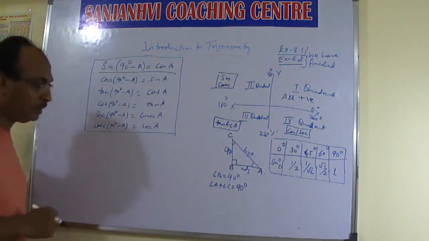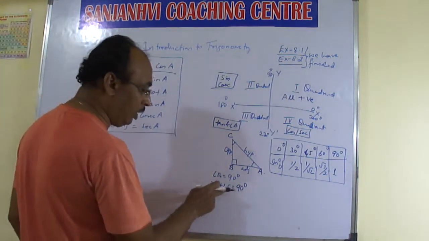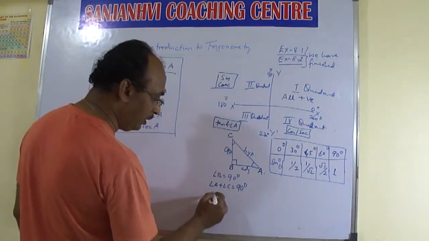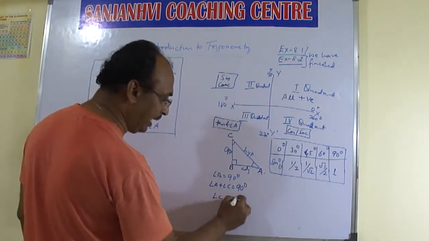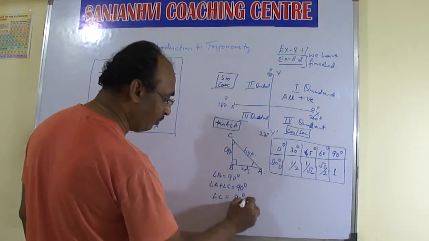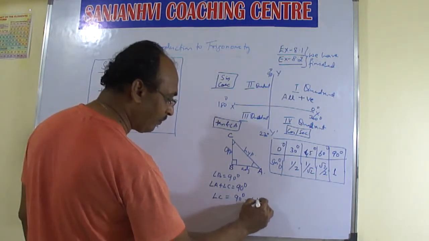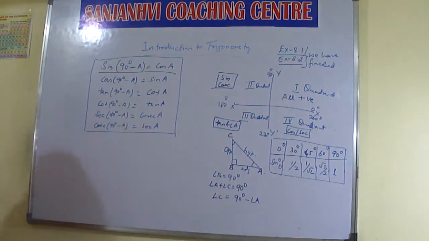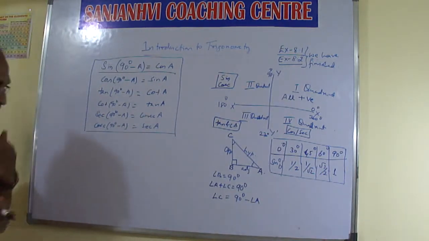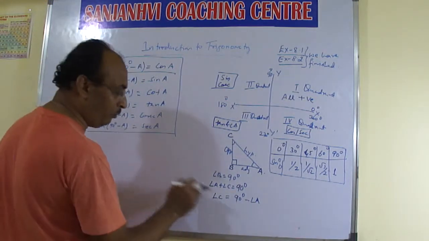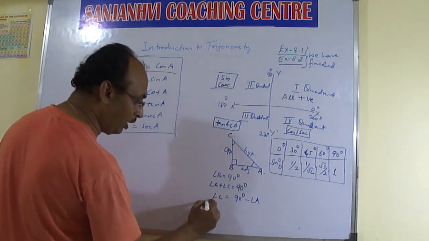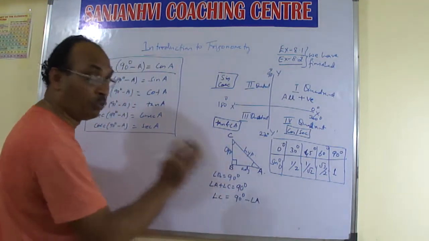Okay. Now you see, angle C can be written as 90 degree minus angle A. Right? If we are writing 90 degree minus angle A, then what will we be doing? Let us see. Take sine on both sides.